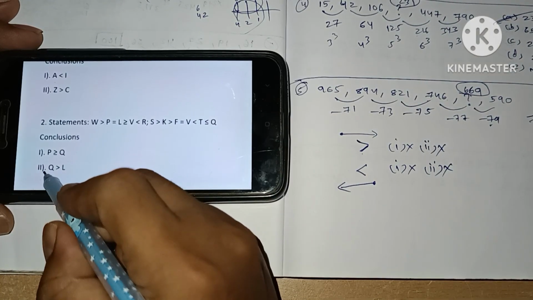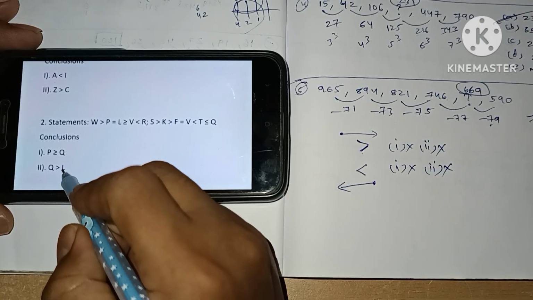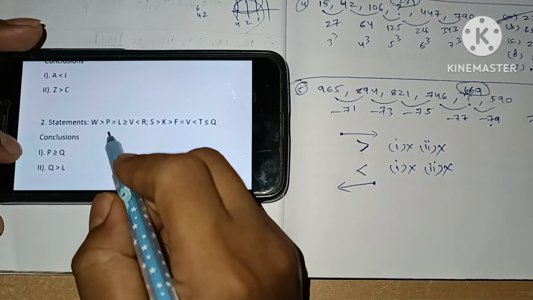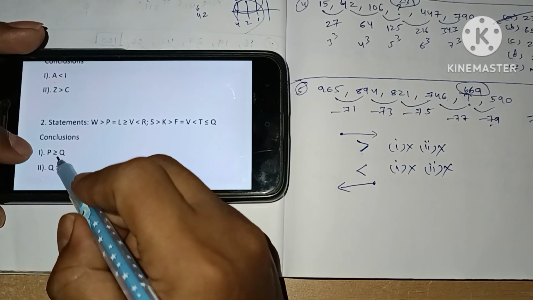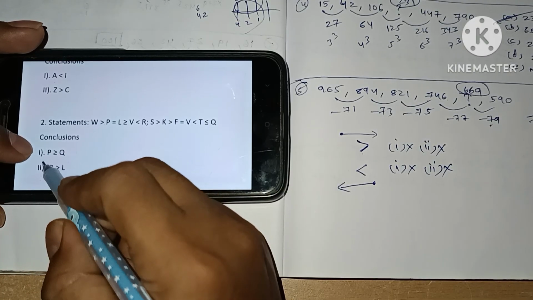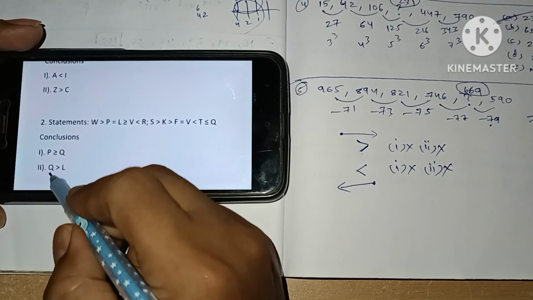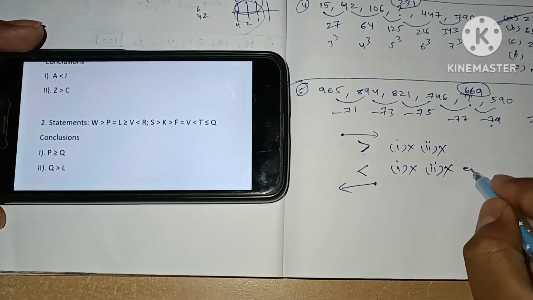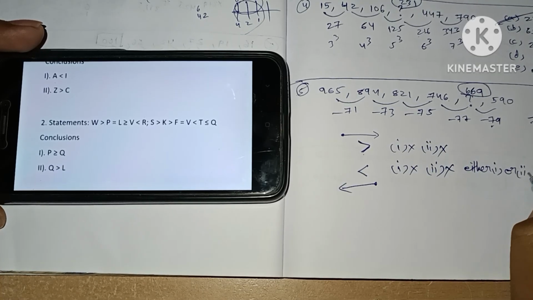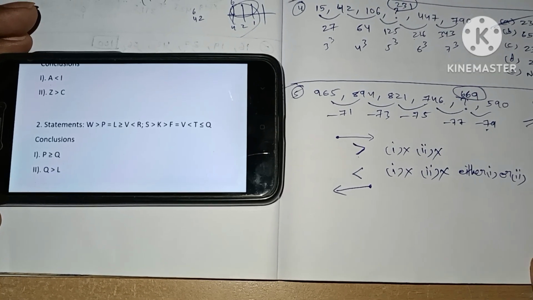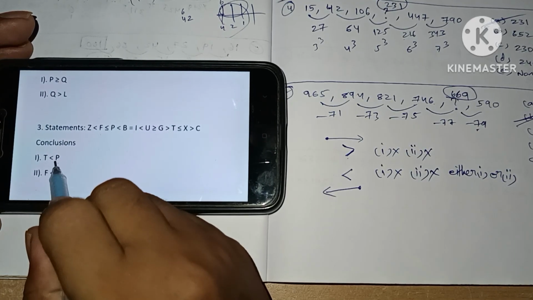We have Q and Q. If it is P equals to L, then it will be an either-or case. Here we have P equals to L, so all the two are same. Q is lesser, Q is equal to, Q is greater. So it is an either-or case. Either 1 or 2 is the answer for this one. Okay. Next, third question. The flow from P to T.